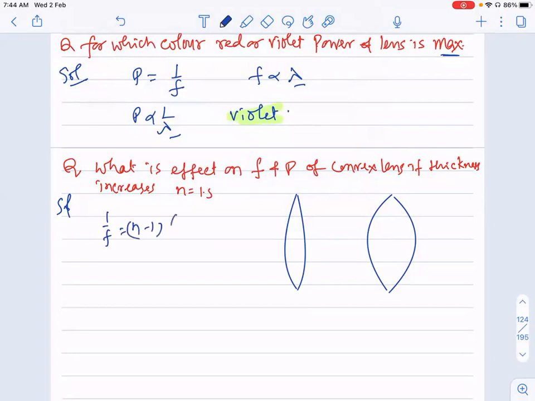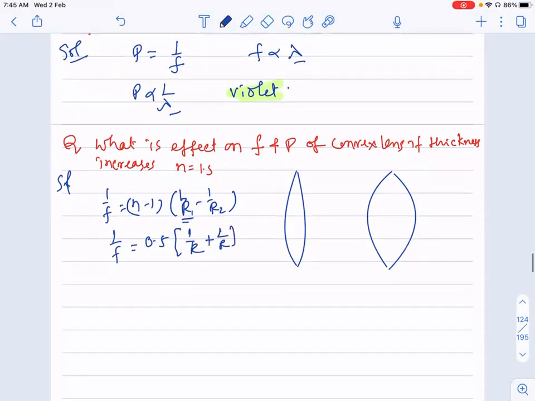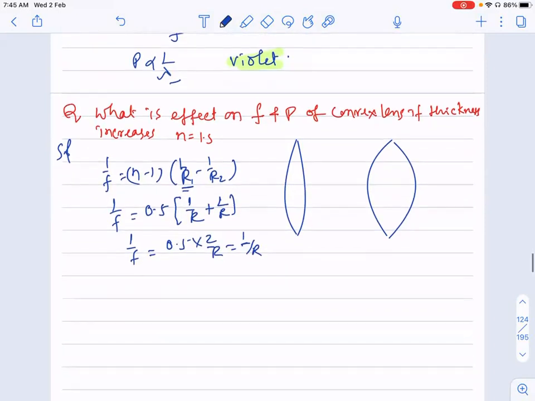Okay. 1 by R1 minus 1 by R2. तो 1 by F is equal to, ये तो 0.5 हो गया. इसको R के टर्म्स में रहने देते हैं. R इज, ये पहली सरफेस का तो पॉजिटिव रहेगा 1 by R, दूसरी सरफेस माइनस माइनस विल मेक इट प्लस. 0.5 into 2 by R. F is equal to R आ गया.